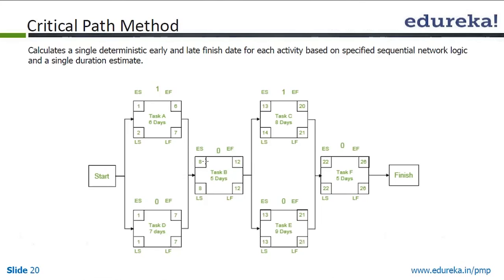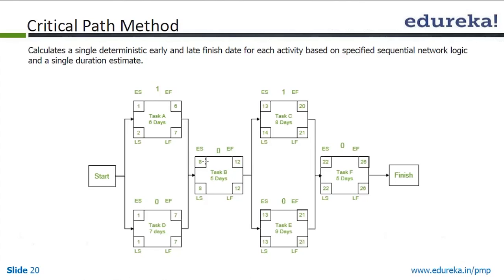So late start is 8. Again, 8 minus 1 is 7. 7 is put as late finish for both task A and task D. So 7 minus 7 plus 1 is 1. Whereas in task A, we have 7 minus 6 is 1, plus 1, 2.